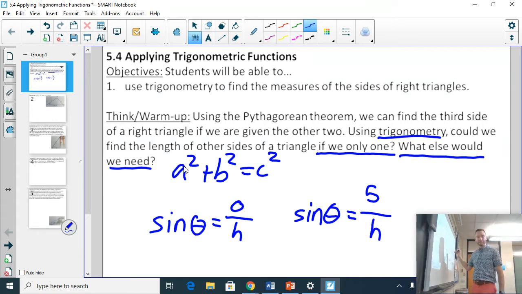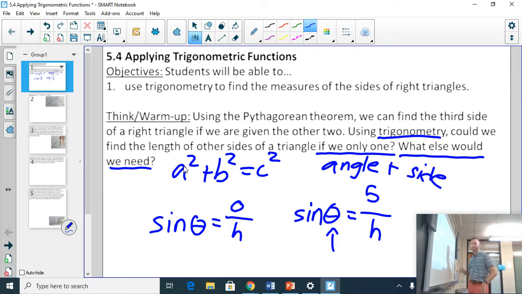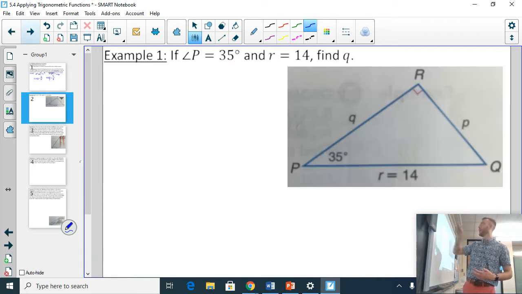What else would we need here to be able to solve to find the side of the triangle if we don't have the other two sides? Well, isn't theta here just like any other replaceable variable? Theta is just an angle, right? So what we would need is an angle and a side. If we have those two things, we can find another side of the triangle. And then if we have two sides of the triangle, we can find all three with the Pythagorean theorem. And that's what we're going to be going over today.